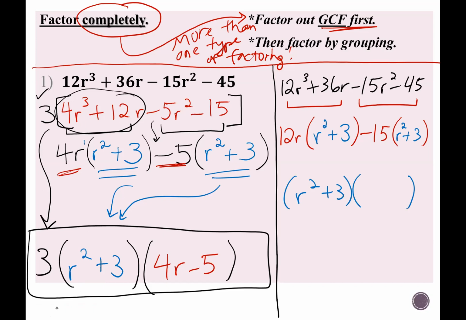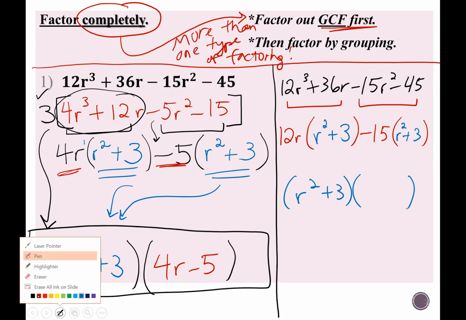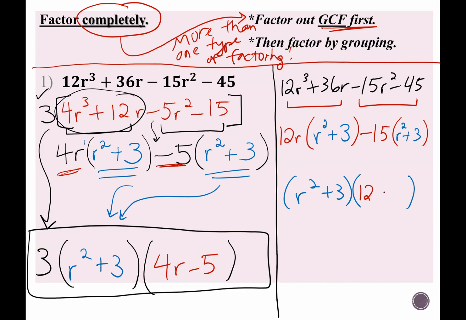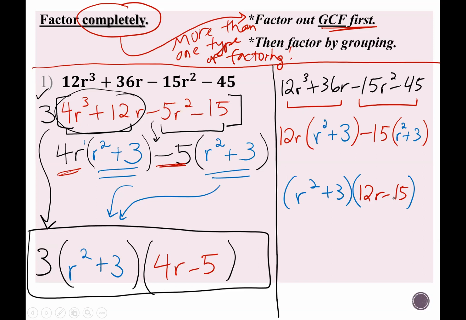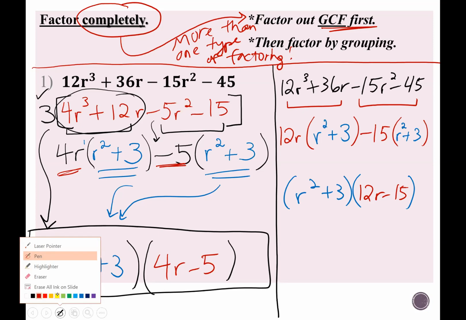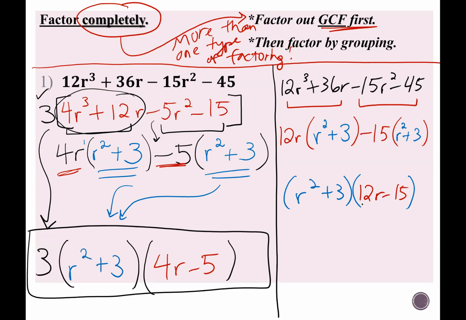But it's the other factor that's going to be the problem. 12r minus 15. So if you circle that as your answer, it will not be marked right. There's something that we still need to do. We don't need to start all the way over, but this 12r minus 15, there's a GCF here, and the GCF is 3. So what you can do is take out the 3 right there.